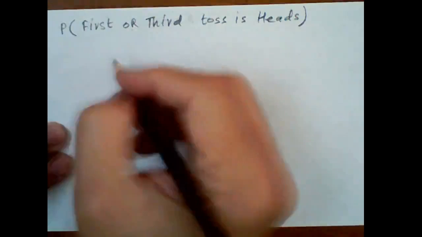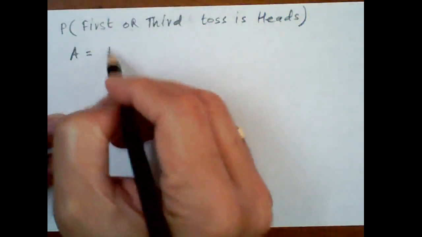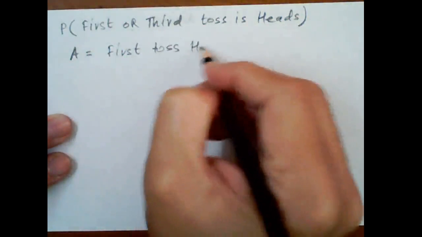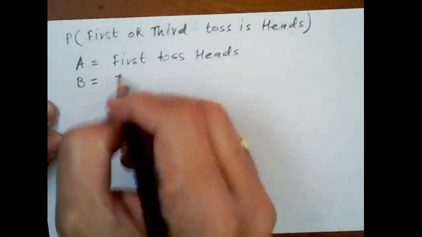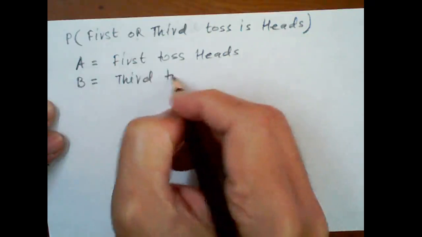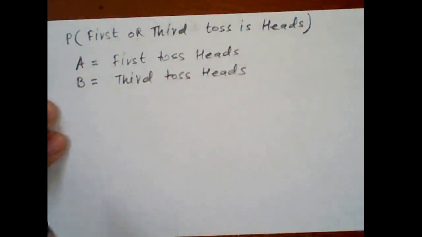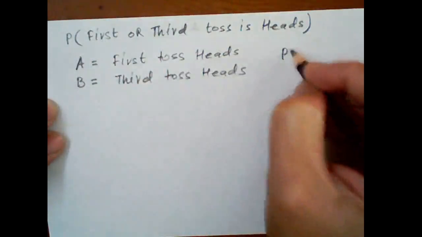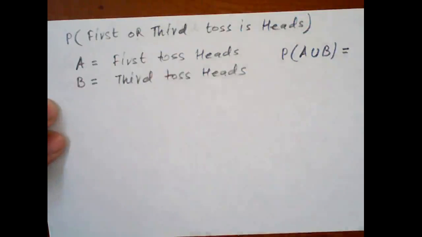Here you say A is an event defined as first toss being heads, and you define another event B, which is defined as third toss being heads. Now, asking the probability that the first or third toss is heads is asking what is the probability of A union B, right? So this is what we have to find out.